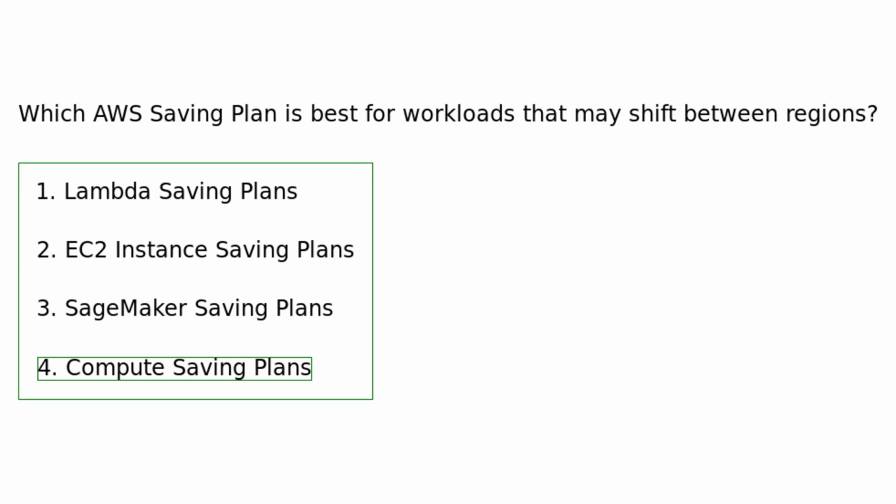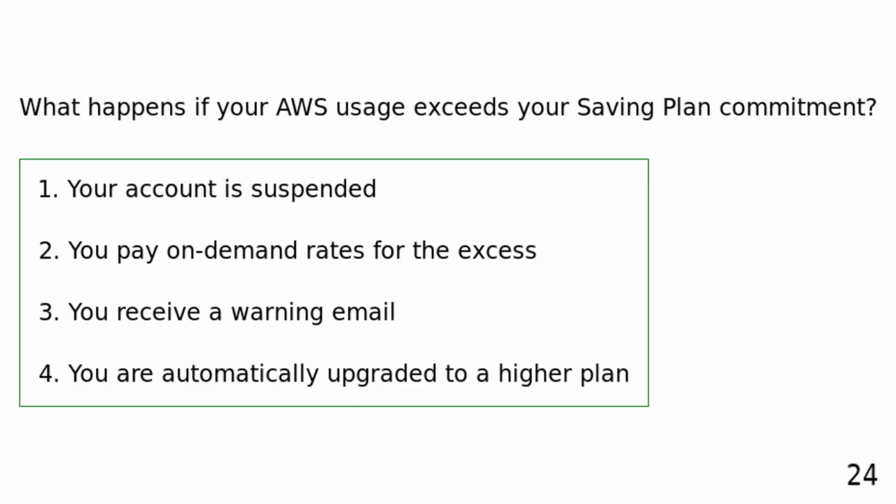Compute saving plans are ideal for workloads that may shift between regions, as they apply across all AWS regions, providing maximum flexibility. What happens if your AWS usage exceeds your saving plan commitment? Your account is suspended. You pay on-demand rates for the excess. You receive a warning email. You are automatically upgraded to a higher plan.